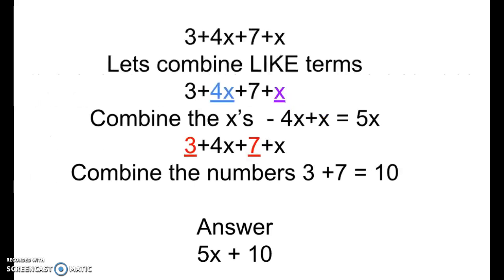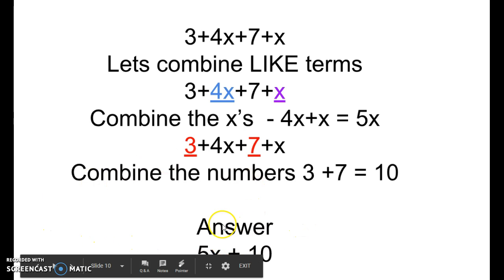All right, so we combine like terms. We're going to combine the 4x plus x. We pretend like there's a 1 in front of the x, so that will be 5x. Then we're going to combine the 3 and the 7 because those do not have variables. They're by themselves. So that's going to be 10. 3 plus 7 equals 10. So our answer to combining like terms for this is 5x plus 10.